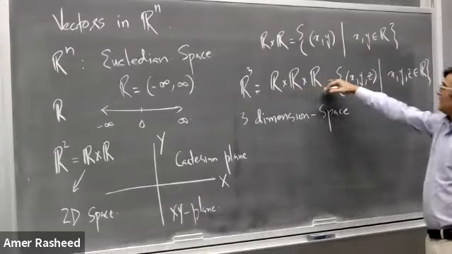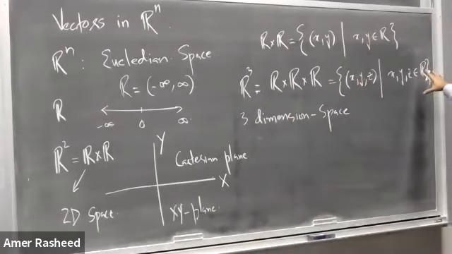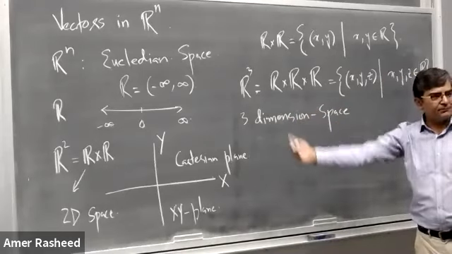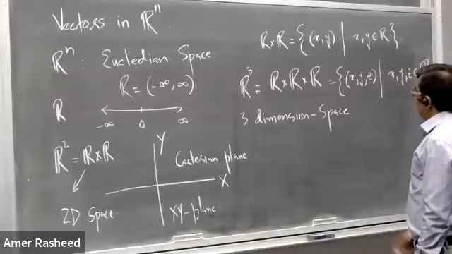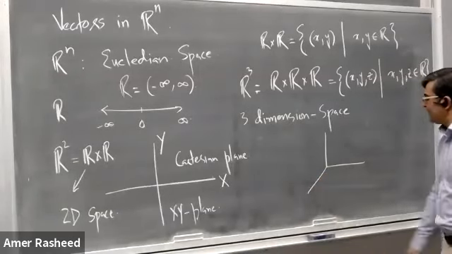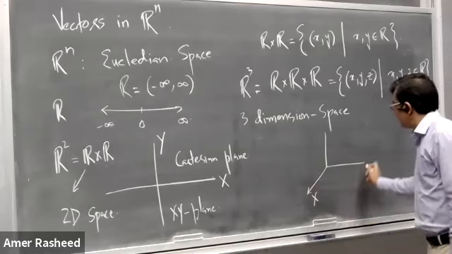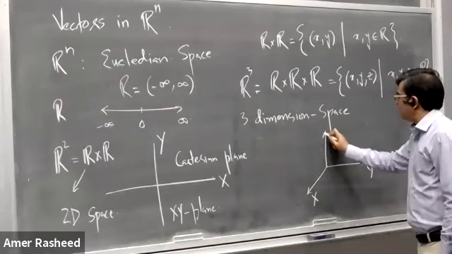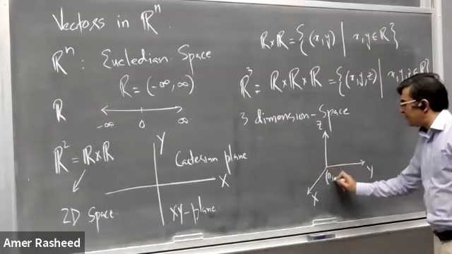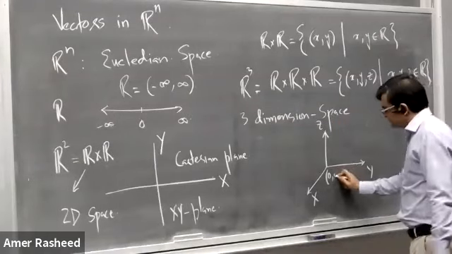In R cross R cross R, you have a three-dimensional space, and you also say it's 3D. Okay. And the graphical representation of R cube is nothing but X, Y, and Z. Okay, this is basically the graphical interpretation of X, Y, Z.